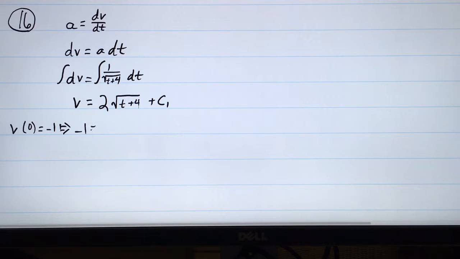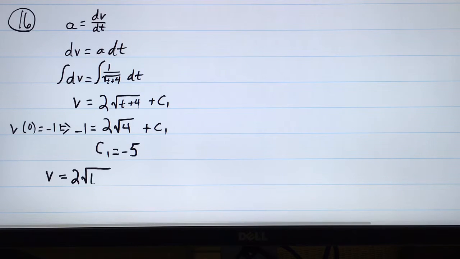And the -1 is equal to 2 times the square root of 4 plus c1. Square root of 4 is 2. 2 times 2 is 4. Take away from -1, so we have c1 is equal to -5. So we have, in more specific terms, for v, that is going to be equal to 2 times the square root of t plus 4 followed by the subtraction of 5.